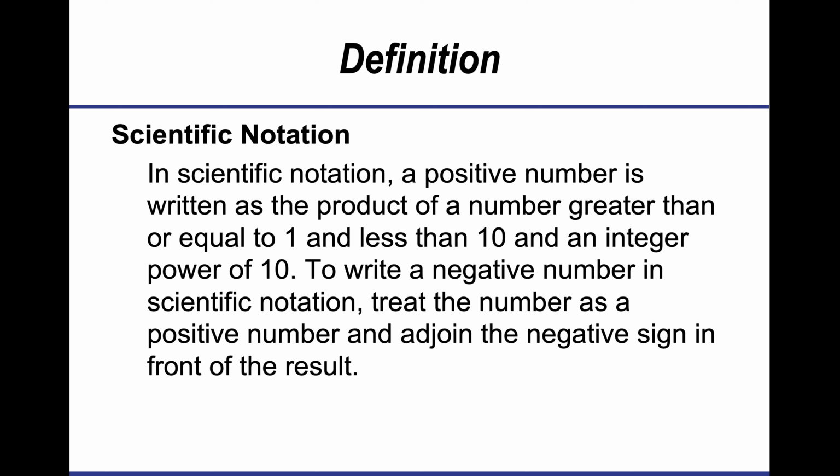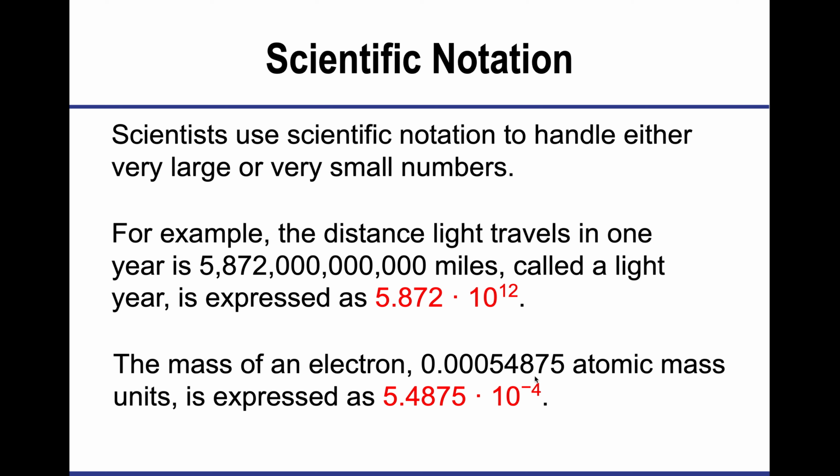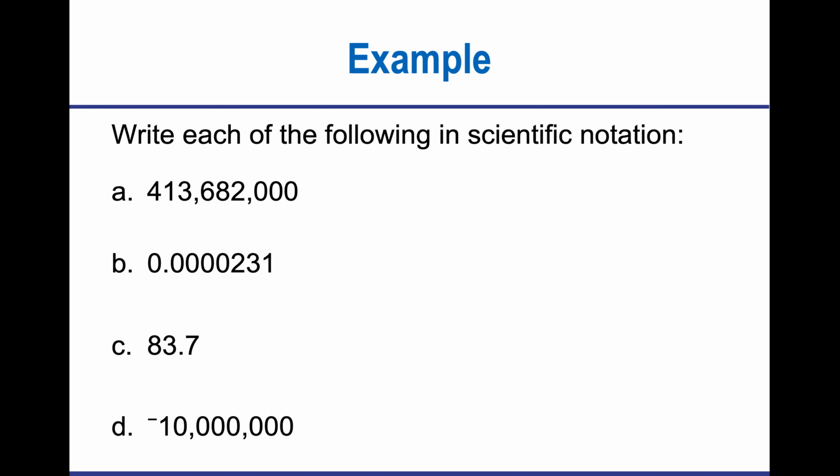In scientific notation, a positive number is written as the product of a number greater than or equal to 1 and less than or equal to 10. To write a negative number, we treat the number like it's a positive number, and then we're just putting the negative in front. When you have something like this, 10 to the negative 4, that does not mean the number is negative itself. That means the number is just small.